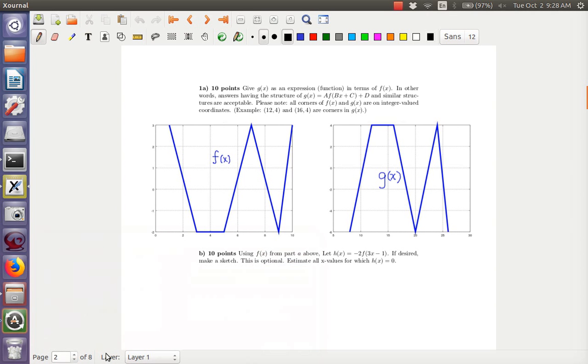I'm going to do question B in this video. You're not worried about this graph or this stem at all. This only pertains to this graph and this expression here. It says estimate all x values for which h of x equals 0. The intention of making a sketch was to help you estimate so that you could sanity check your answers. That was completely optional.